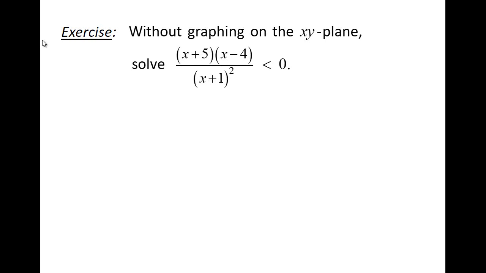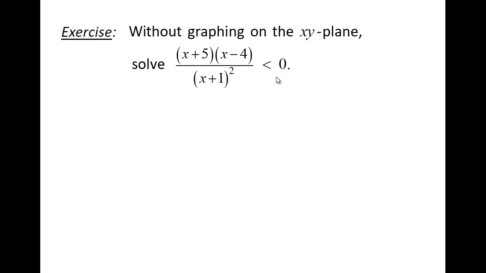So again, we want to solve this inequality without graphing the function. We have this rational function less than 0. We want to find the values of x for which this rational function is strictly less than 0, basically negative. So the first thing we need to do is figure out the partition numbers for this function.